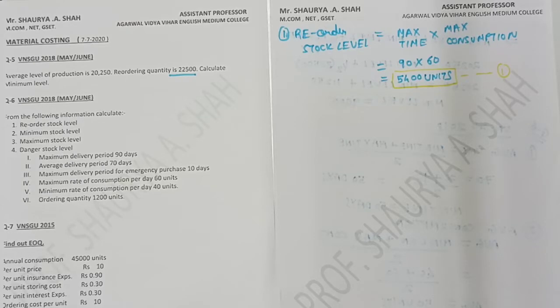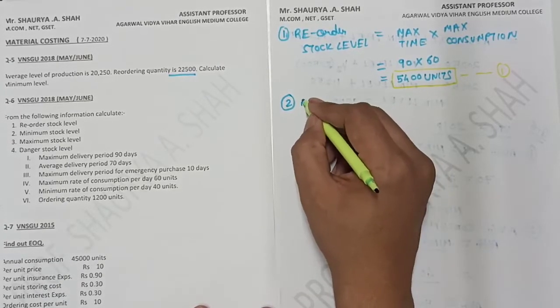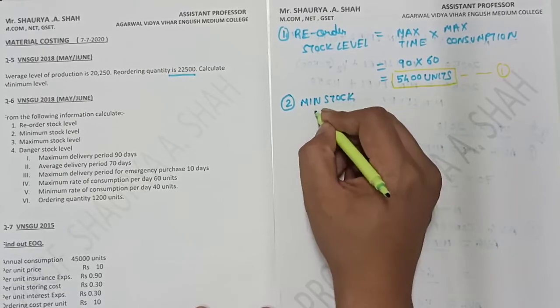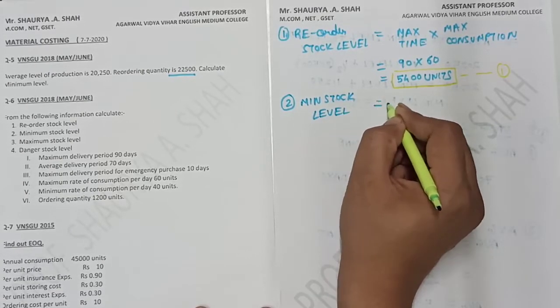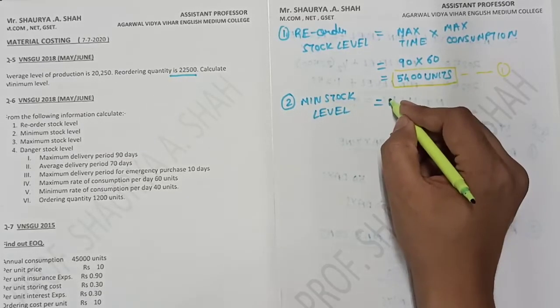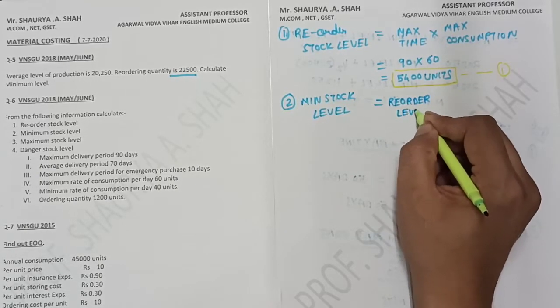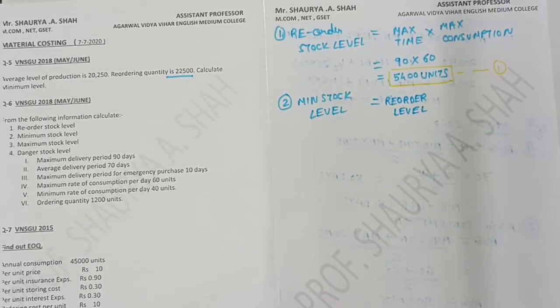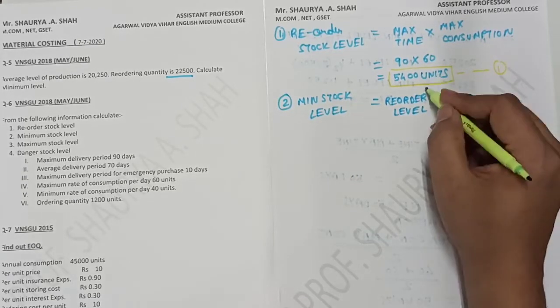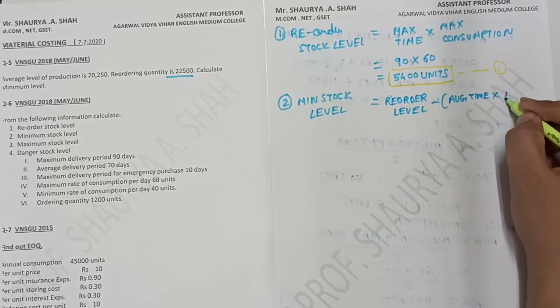Fine. Starting with the second thing. What is the second thing? Second thing they have told is your minimum stock level. Minimum stock level, right? So minimum stock level is equals to, I hope everyone remembers the formula. It is reorder level, right? Always remember, if your first is correct, your second and third are also based on the same answer which you have found out. So what is the answer? Reorder level minus average time into average consumption.